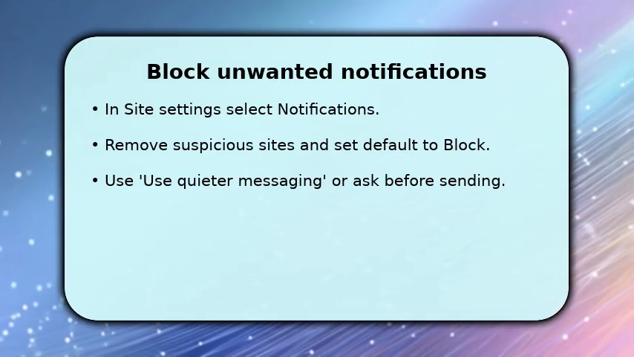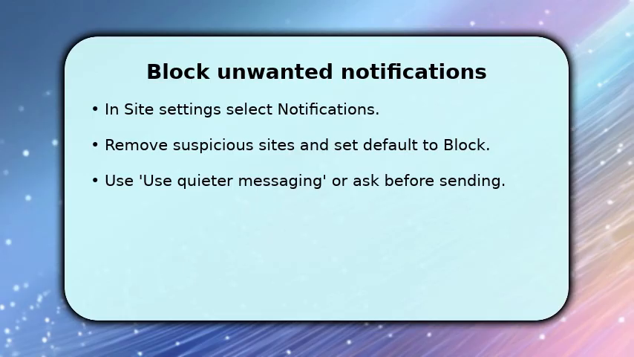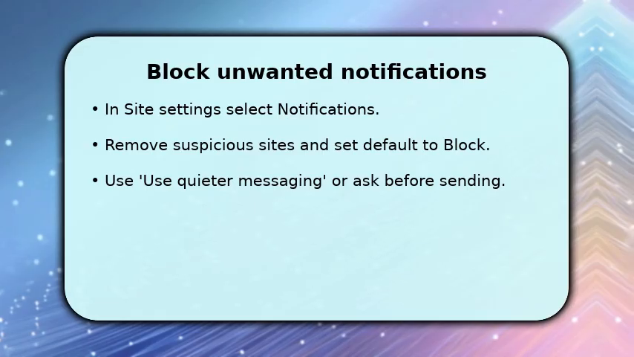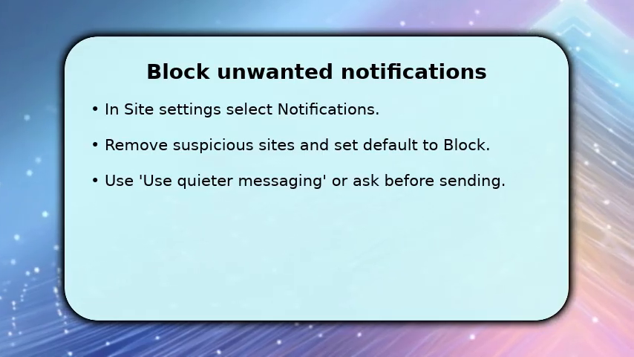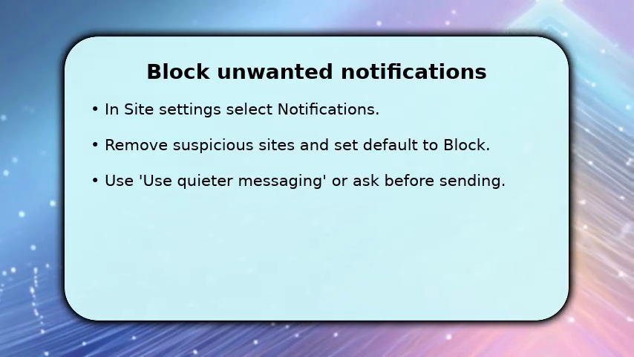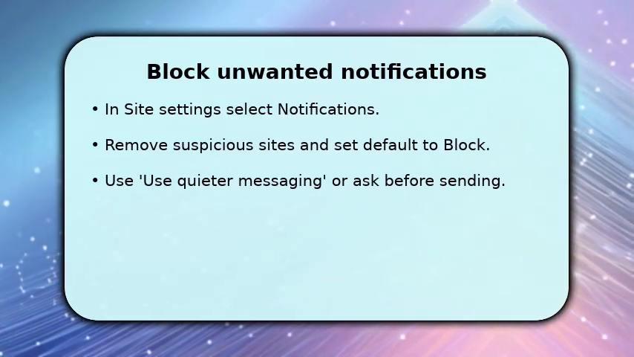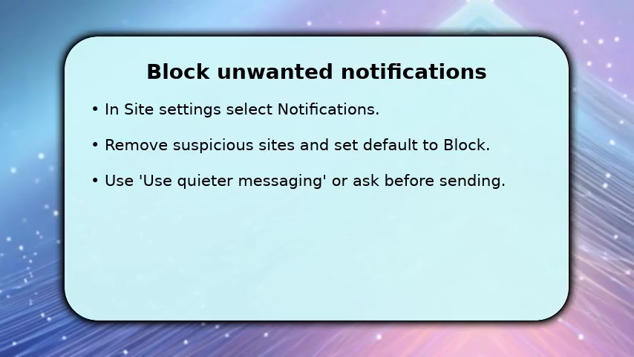First, remove any suspicious or unknown sites from the Allow list by clicking the three dots and choosing Remove or Block. Then change the default behavior to Block so new sites can't prompt you without explicit action. Once that's set, enable Use Quieter Messaging or the equivalent to reduce permission prompts.